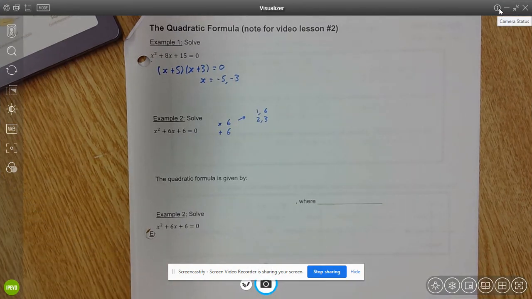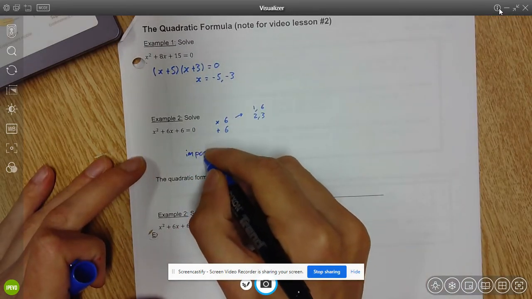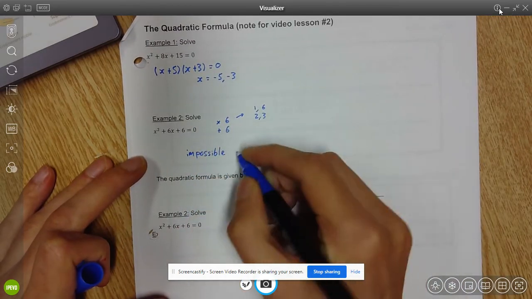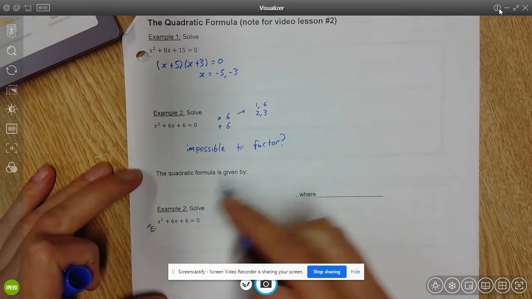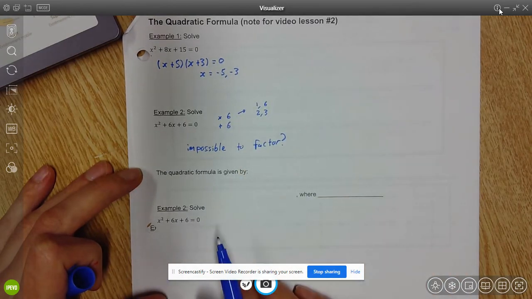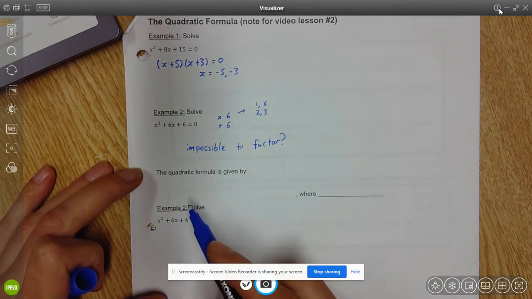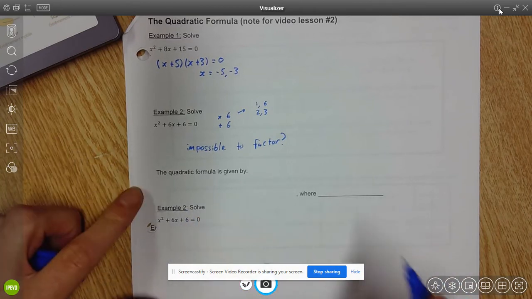So maybe we should add that to our note. This is impossible to factor. Well, luckily, there is a formula that we're going to use that will solve it. I'll find my two answers for x just the same way, even when I can't factor. So we call that the quadratic formula. And what it does is it solves any quadratic equation, even when I can't factor.